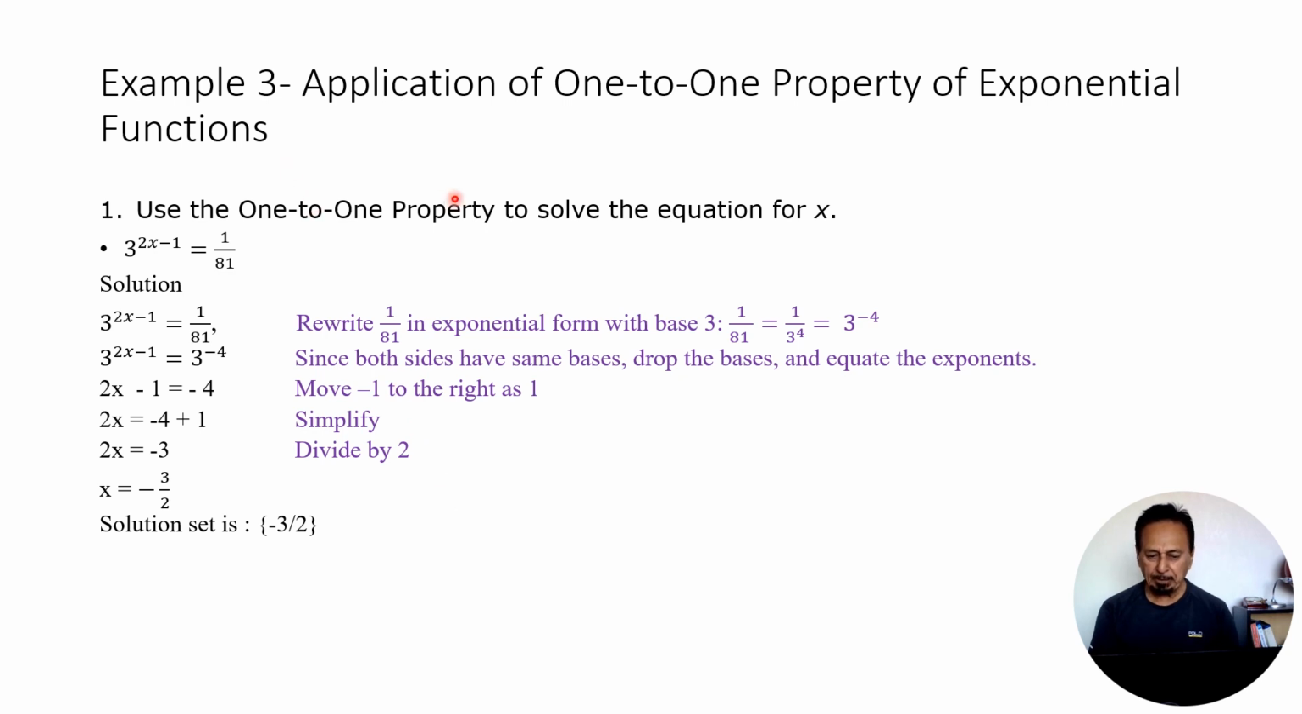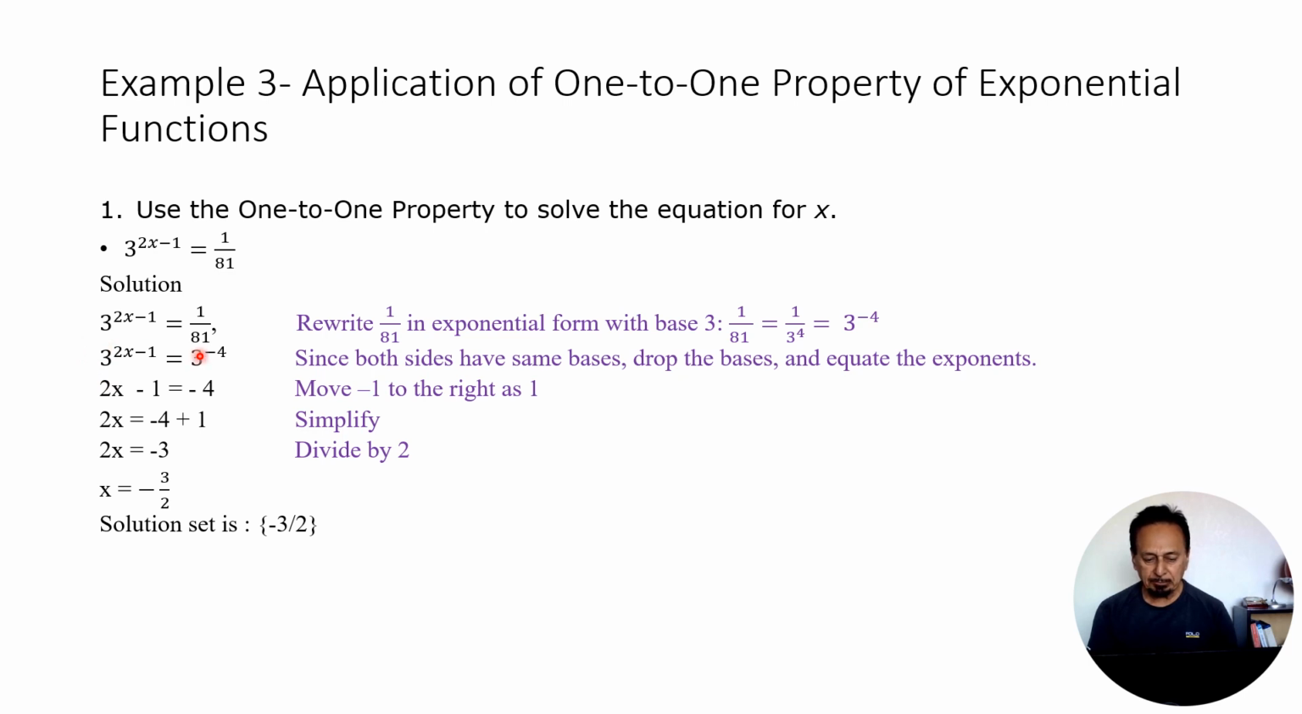Example 3, application of the one-to-one property of exponential functions. You use the one-to-one property to solve the equation for x. So the equation is 3 to the power 2x minus 1 equals 1 over 81. So let's start with this again. 3 to the power 2x minus 1 equals 1 over 81.